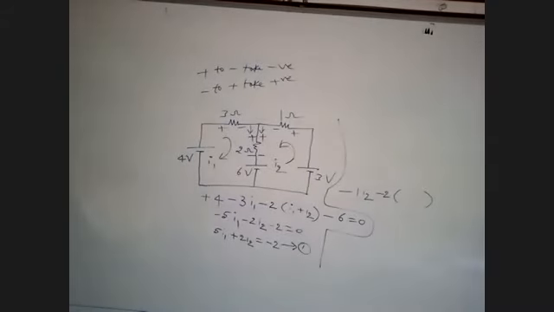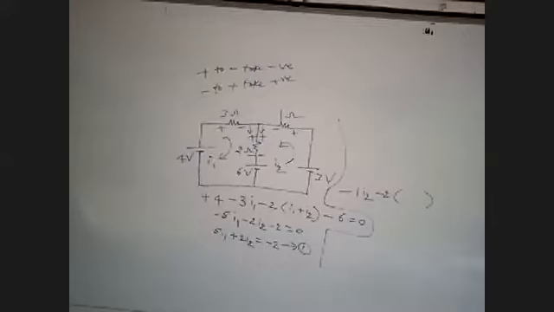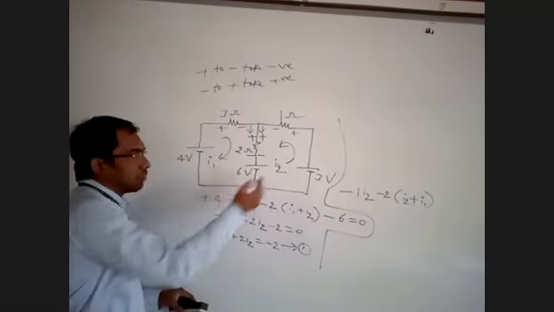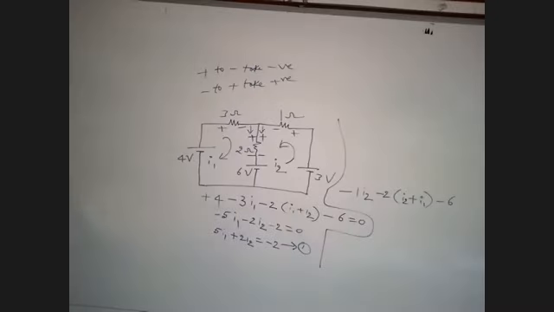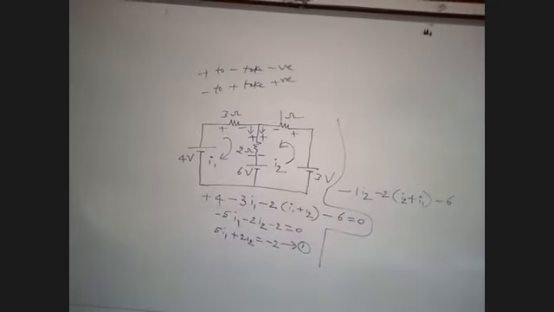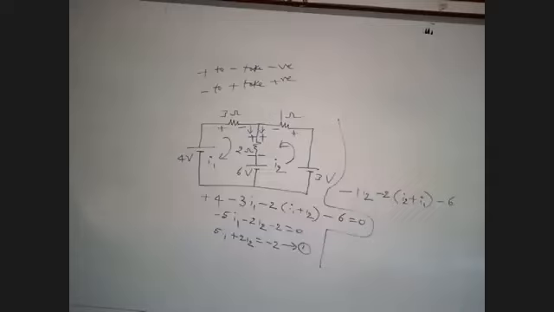In the second loop we have to see only the I2 direction. I2 is flowing from plus to minus in 2 ohms. What is the current in 2 ohms? It is I2 plus I1, because both are in the same direction. Now I2 is flowing from plus to minus, which means negative. Now for the 3 volts, how is I2 flowing? Negative to positive, which means positive, plus 3.